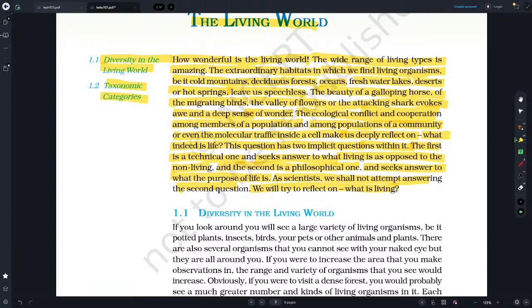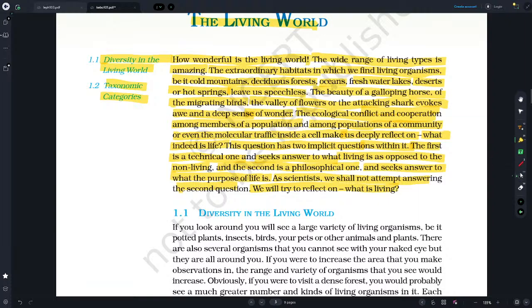In life, or about life, we have 2 questions. What is life, or what is living? And the second one is what is the purpose of living? The second one is the philosophical question. In the first question, as to what is life, the first category, we can define life.